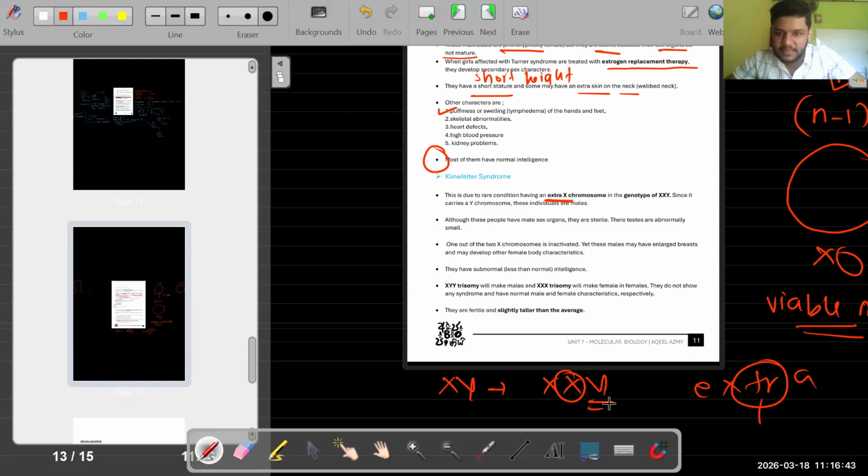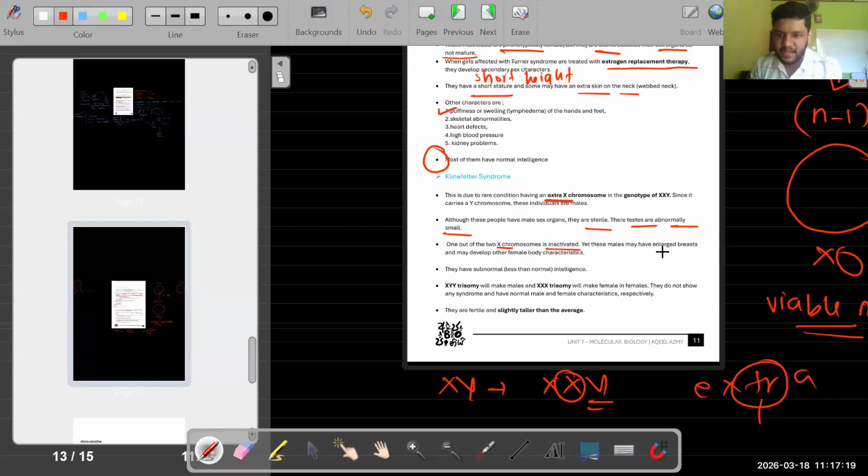Although these people have male sex organs, they are sterile. All three disorders which we came across had this word sterile, which means they can't reproduce normally. Compared to a normal human, they are sterile. Their testes are abnormally small. One out of the two X chromosomes is inactivated. Even though two X chromosomes are present, one is inactivated.